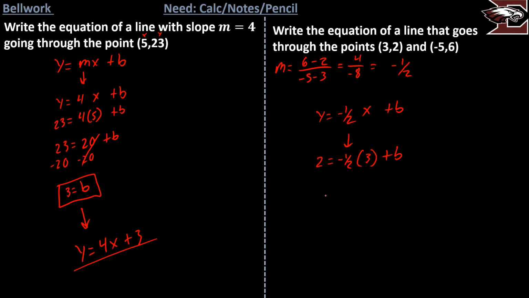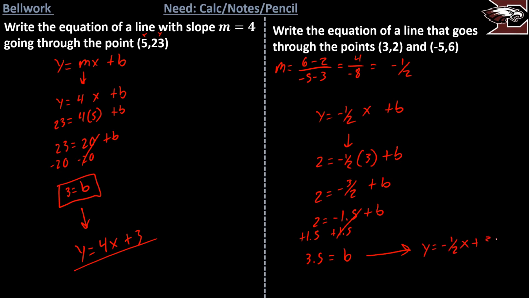And so from here, we get 2 is equal to negative 3/2 plus b. For the sake of simplicity, we'll just make that a decimal. 2 is equal to negative 1.5 plus b. We'll add 1.5 to the other side, which means 3.5 is what b is equal to. So that gives me a final equation of y equals negative 1/2 x plus 3.5.